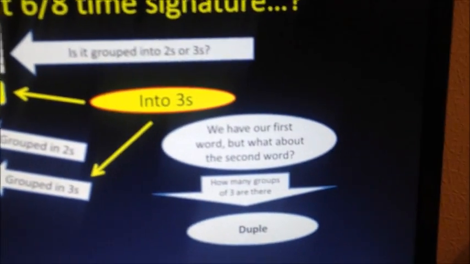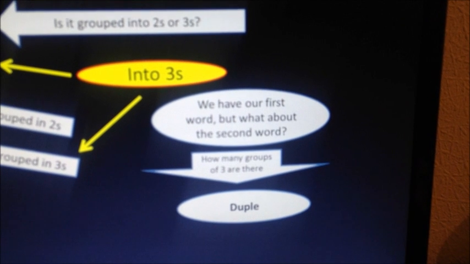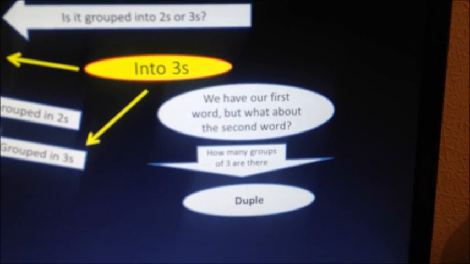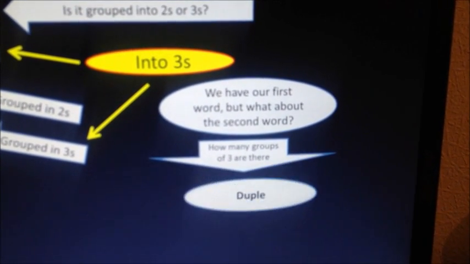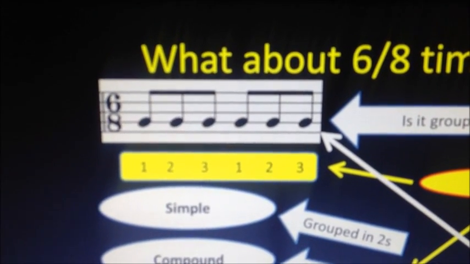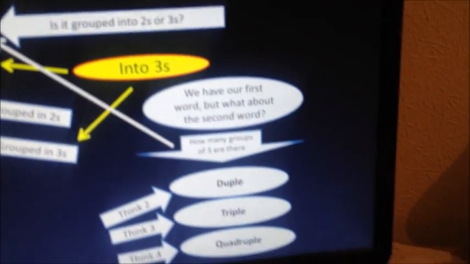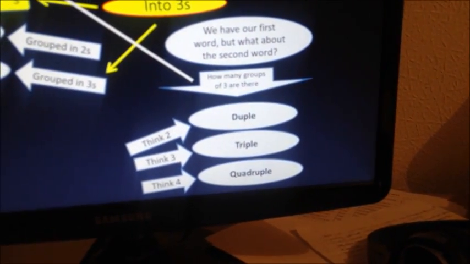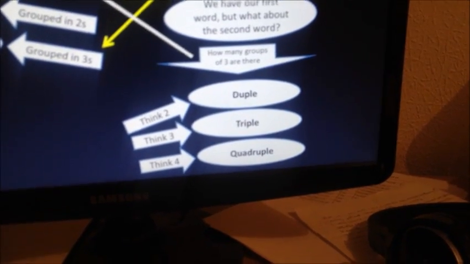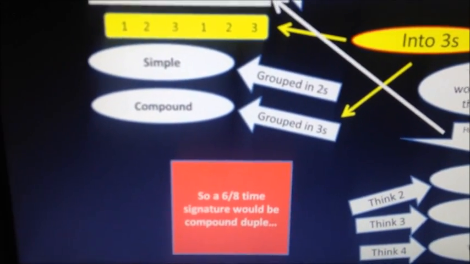But we now need to work out the second word. We've worked out our first. How many groups of 3 are there? Well, I can see 2 groups of 3 there. 1, 2, 3, 1, 2, 3. So that means that it's duple. Think 2. 2 groups of 3, duple. So we've got compound duple time. So 6/8 is compound duple.